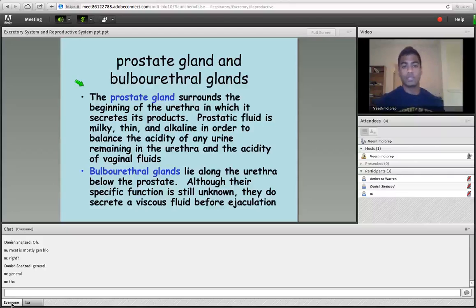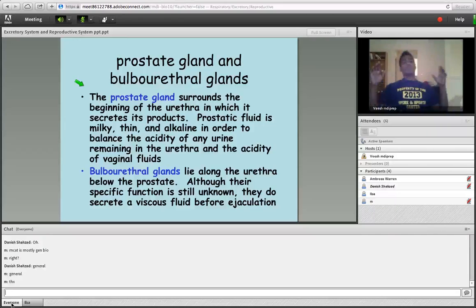Okay, so the different glands and what they're going to be producing. The prostate surrounds the beginning of the urethra, into which it secretes its products. Prostatic fluid is milky, thin and alkaline in order to balance the acidity of any urine remaining in the urethra and the acidity of the vaginal fluid. So basically, it's a very basic fluid that's there to balance the acidity. Because the urethra is basically like a giant hole of death for the sperm cells, and the semen is trying to protect them as they go through.